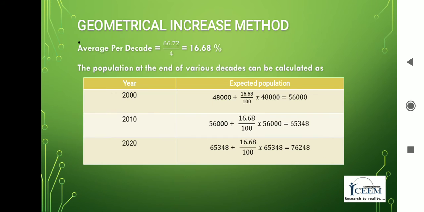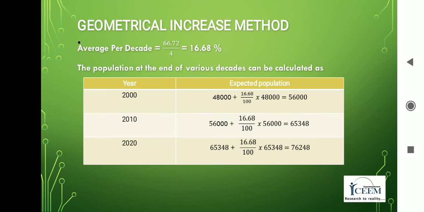Total percentage increase in population is 66.72%. Then average percentage increase per decade is equal to the total percentage increase in the population divided by decades, that is 4. Therefore 66.72 divided by 4 is equal to 16.68%, that is the percentage of increase. It is the value of Pg.